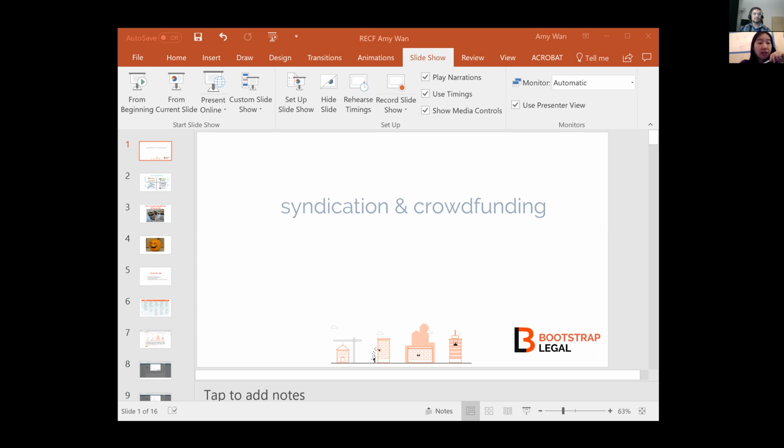So I see a question. Doug asks, how early in the real estate transactions should the SEC paperwork be initiated? So that is a really good question.